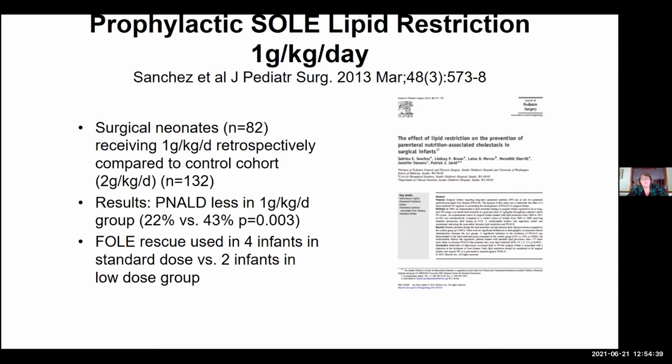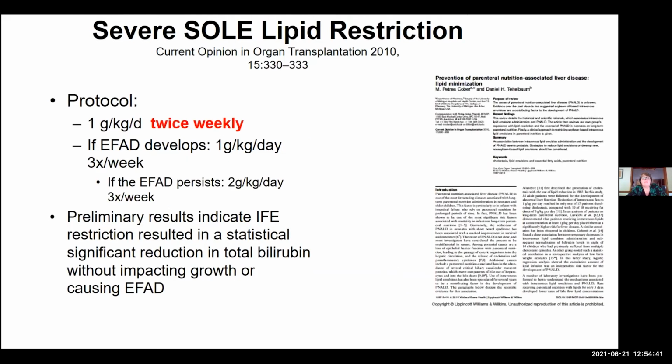And then there was another approach that also came out of Michigan. Dr. Dan Teitelbaum and Petrea Koba did what we call a severe soybean oil lipid restriction, where they gave 1 gram per kilo per day only twice a week, and they monitored essential fatty acid status.